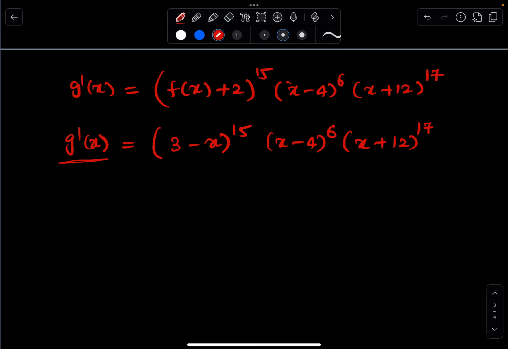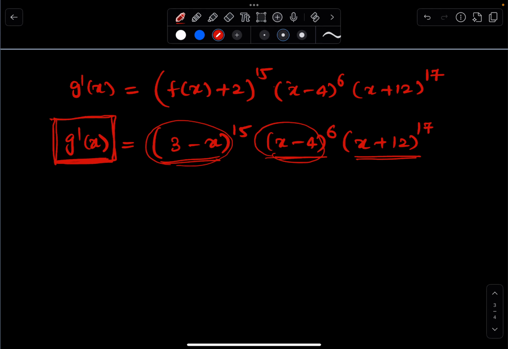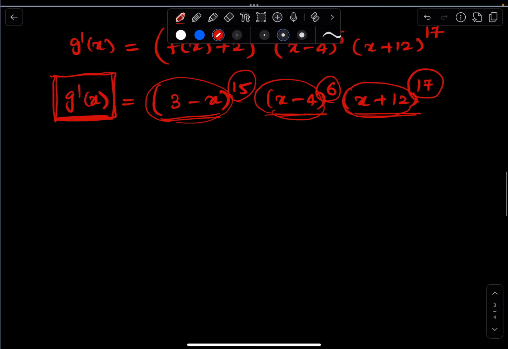So you have to find the local minima and local maxima of g of x. For that you have to find out g dash of x and express it in some form of this sort, where you have the linear expressions in the bases and some integral powers. Alright, now you draw the number line.